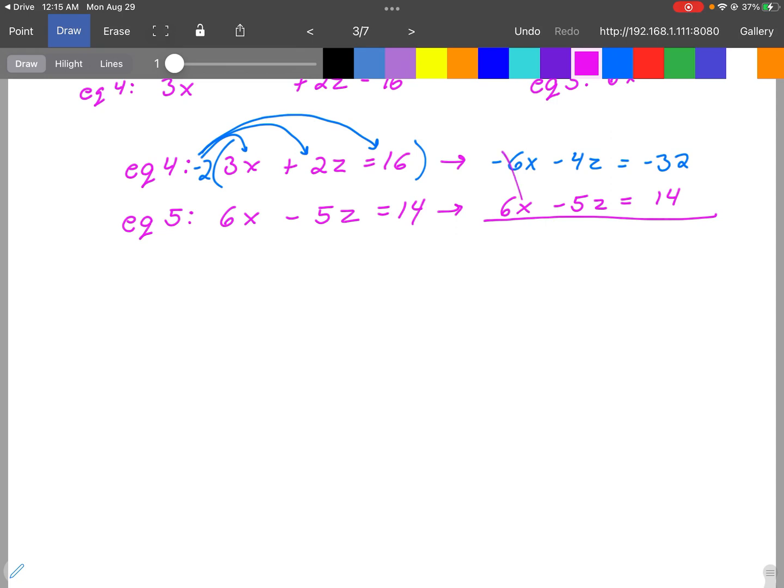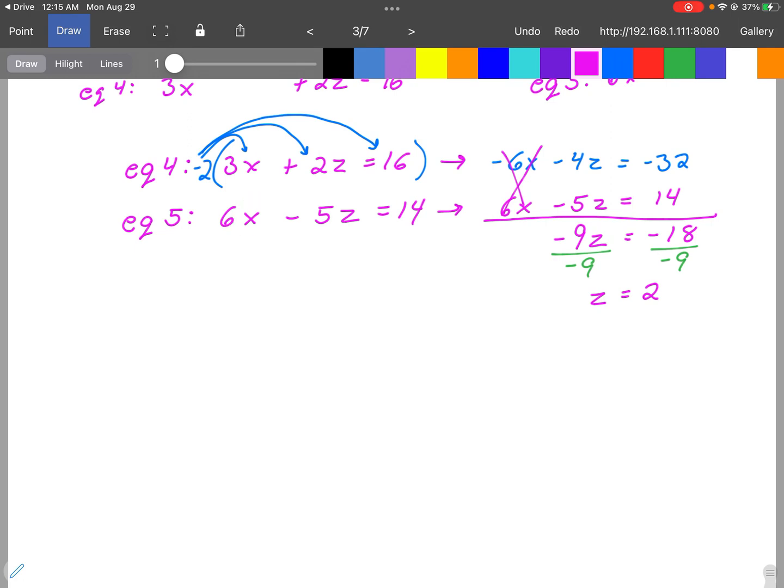And so then when I combine those together, negative 6x and positive 6x cancel out. Then we have negative 4z plus negative 5z equals a negative 9z. And then equals negative 32 plus 14. If you grab your calculator, that is going to give me a negative 18. Now all I have to do to solve for z is divide by that negative 9. And that's going to give me that z equals 2. So there's the first answer of my 2-variable system.